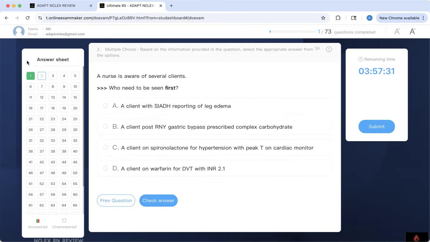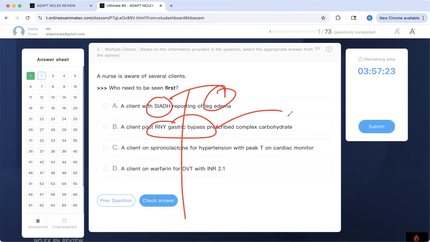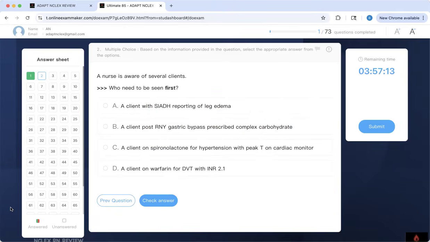Same thing. Approach it the same way. Stop the video, pick your answer, and then divide the question into two. SIADH, what do I have? Edema, gastric bypass, complex carbohydrate, spironolactone, peaked T wave, warfarin, INR of 2.1. Which one do you want to pick? This is the way I want you to approach prioritization. That's the easy way to get the answer. We break it down the way it makes sense. I can tell you the right answer is C.